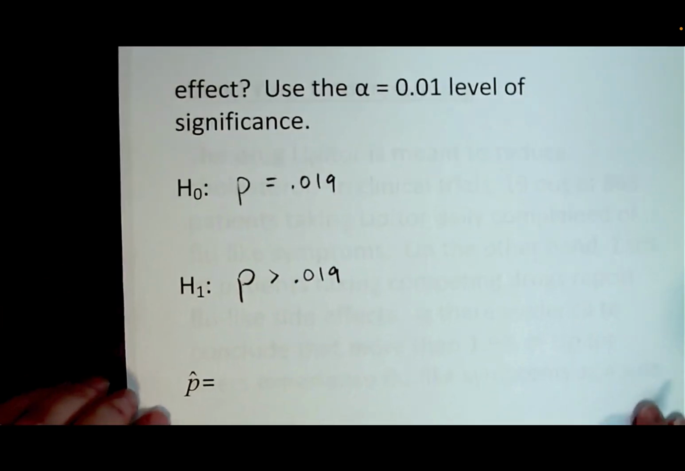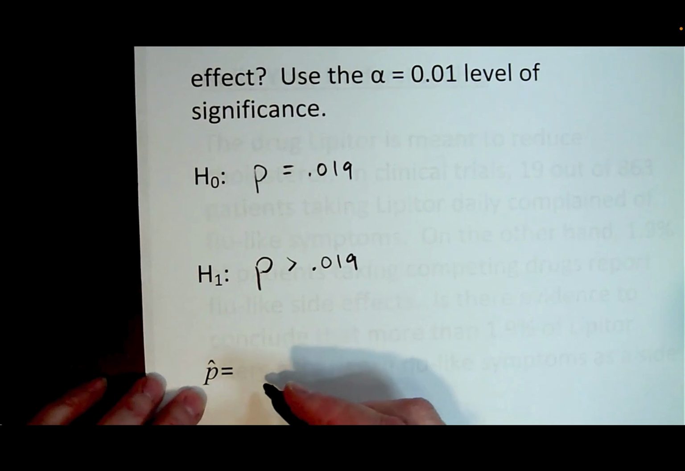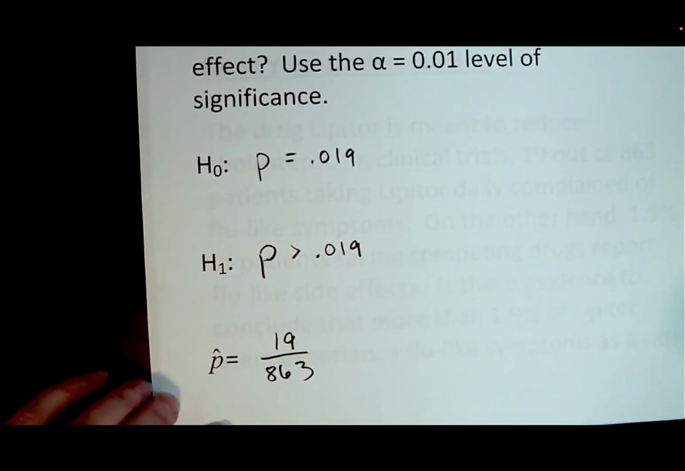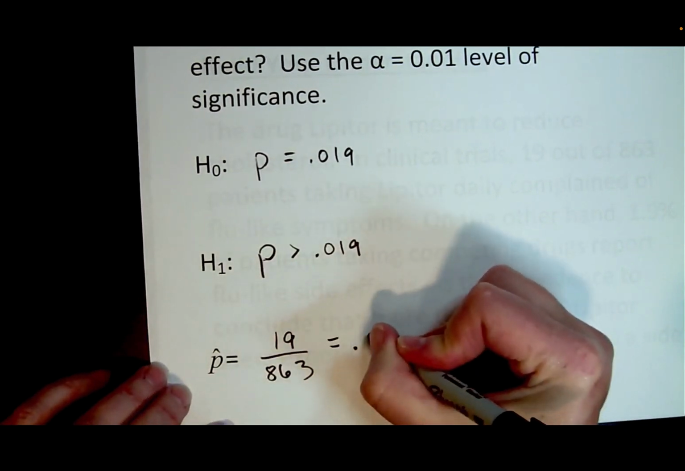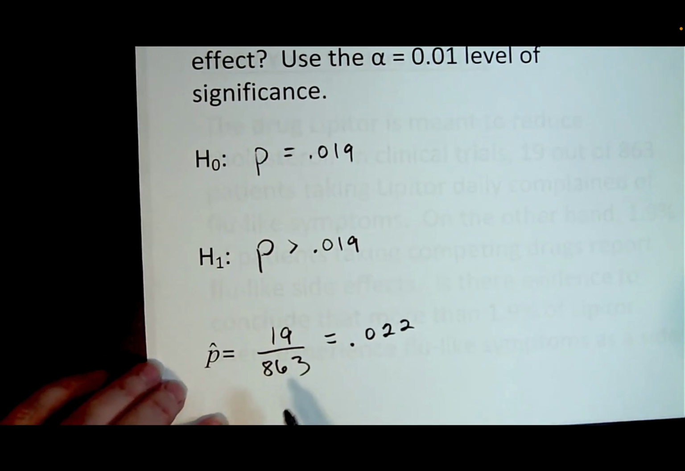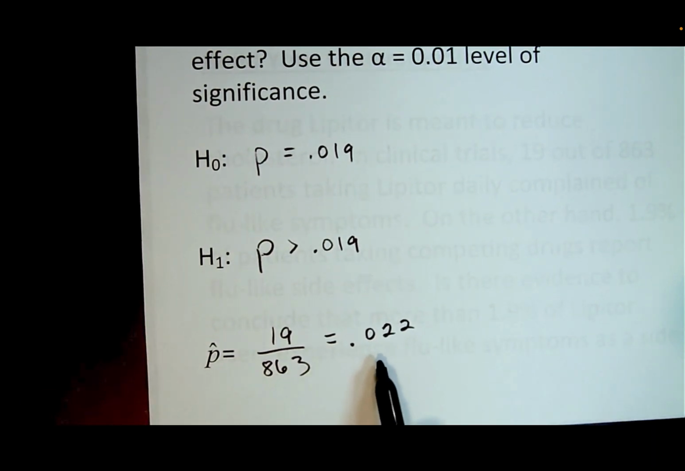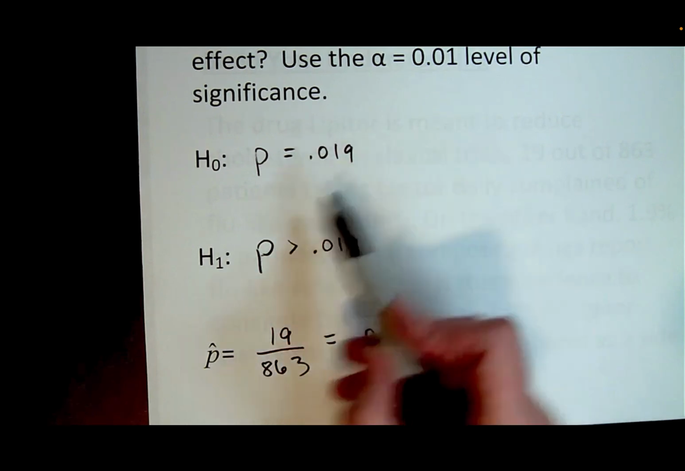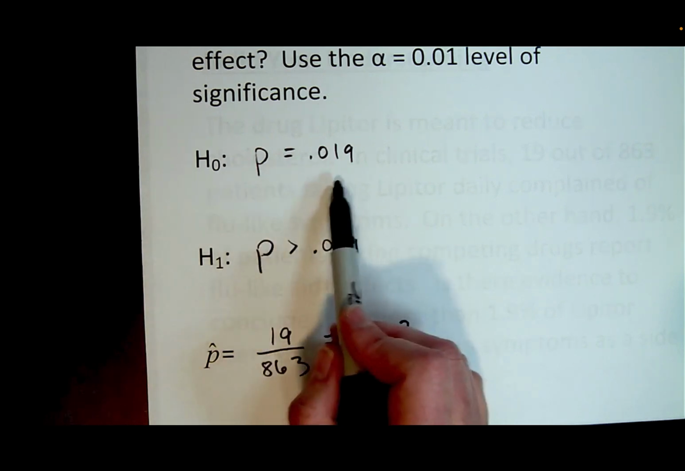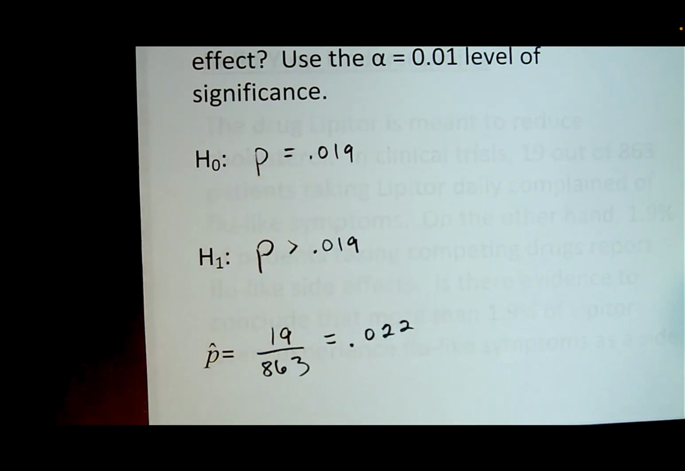So a sample's obtained and a point estimate's computed from it. 19 of the 863 patients sampled reported flu-like side effects. Run that through a calculator and you get 0.022. So we're going to be asking ourselves, is it likely or unlikely that we would have gotten a proportion of 0.022 from a sample if in fact the population proportion is 0.019? Is there sufficient evidence to reject the null hypothesis?